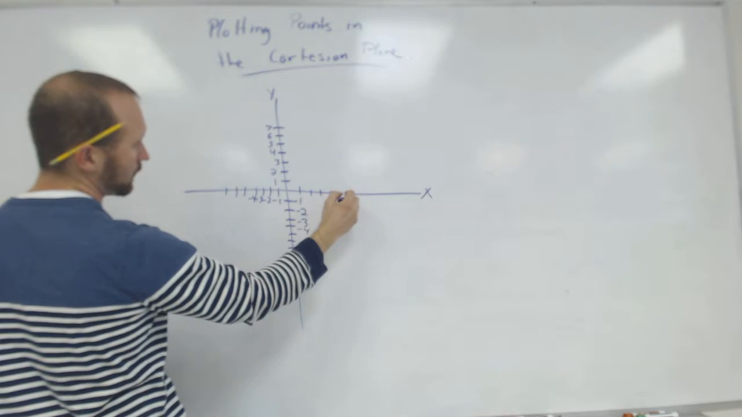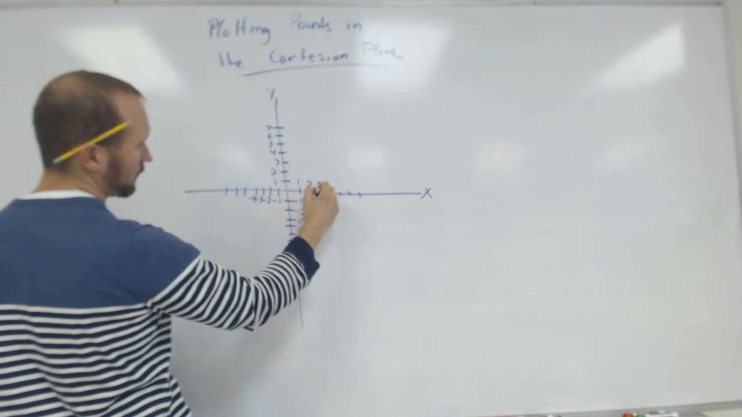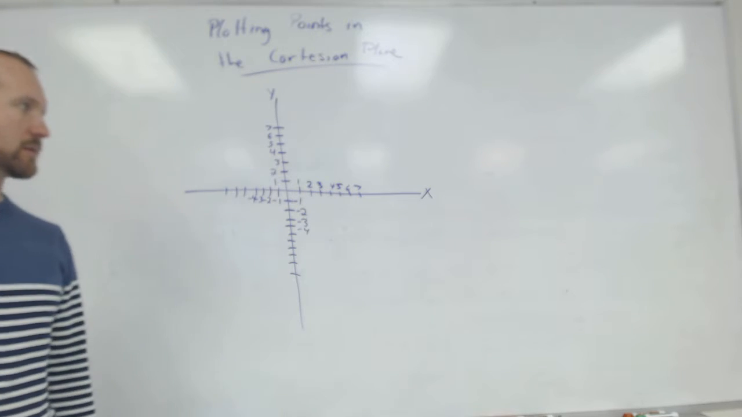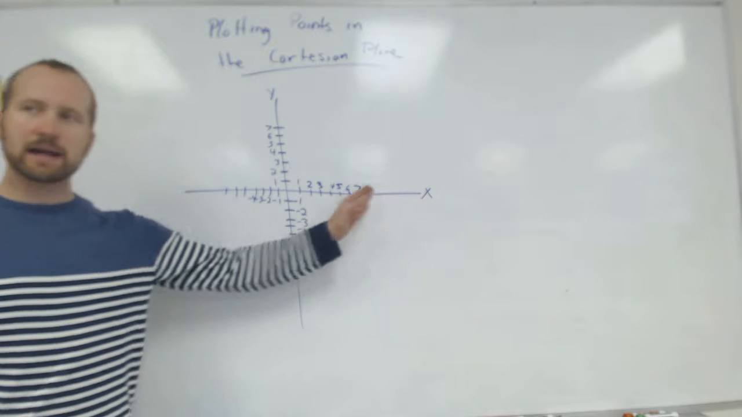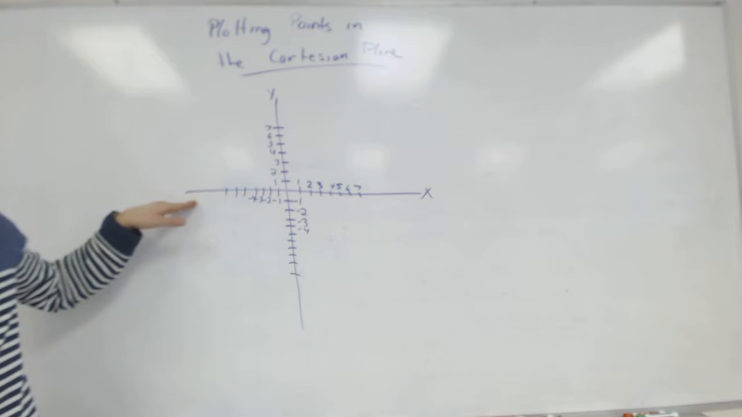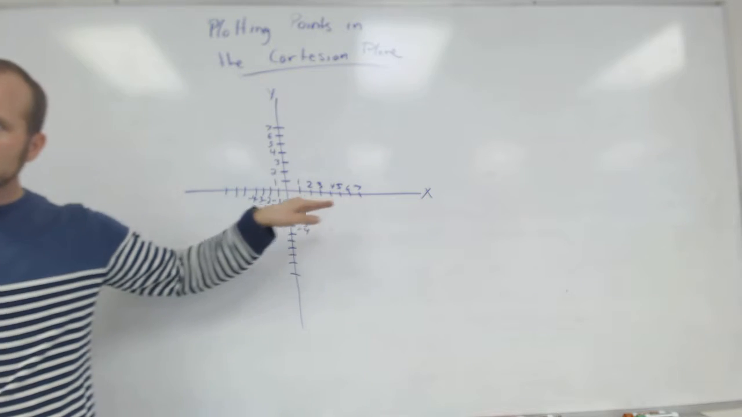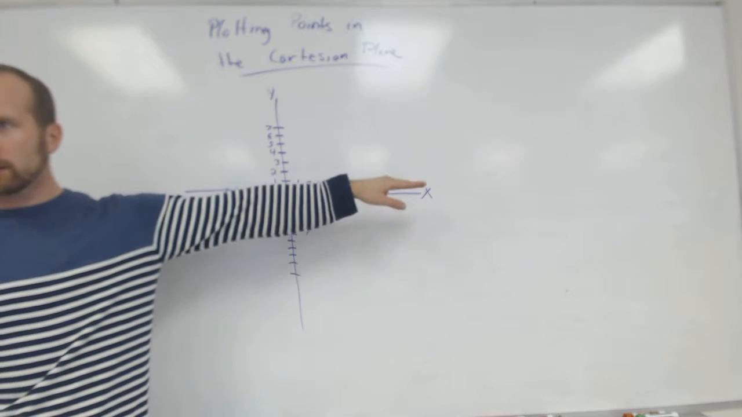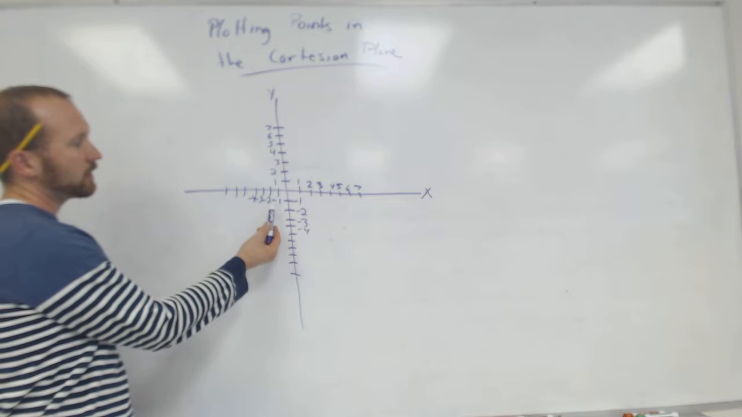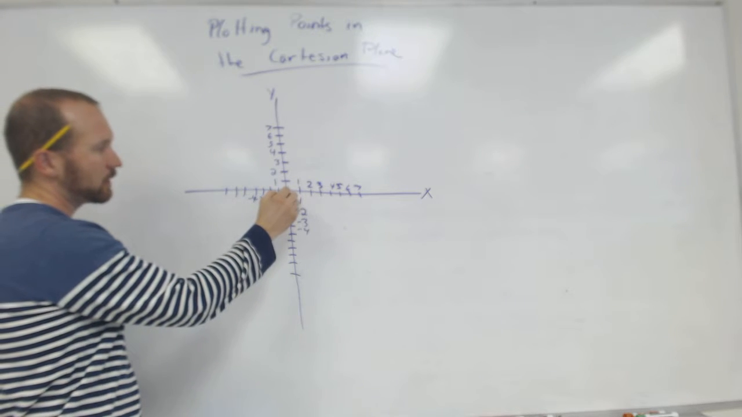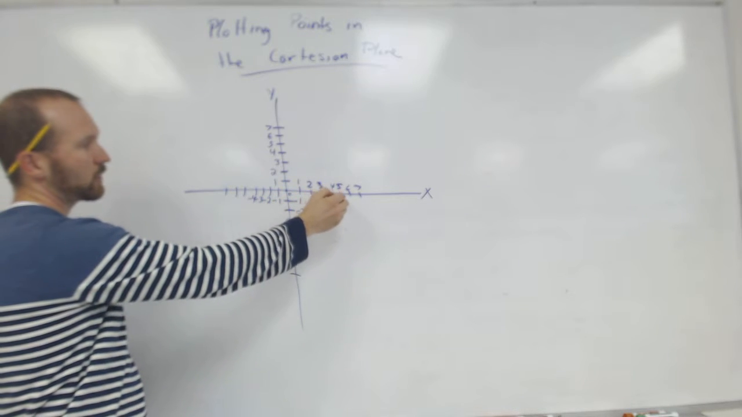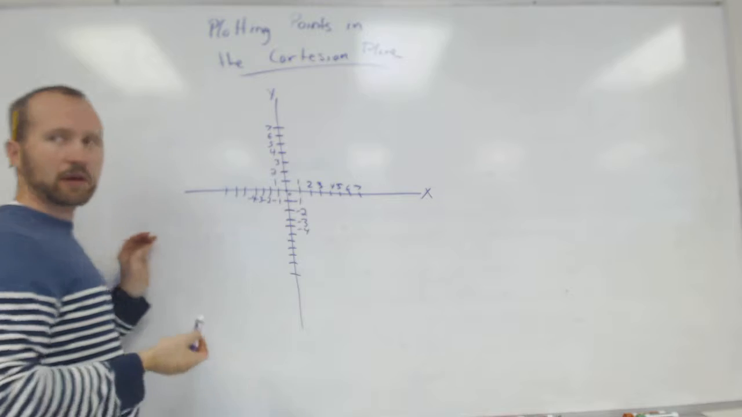Over here, we have positives. So this is called the x-axis. Going this way, this is a number line, right? -4, -3, -2, -1. This point right here would be 0. 1, 2, 3, 4, 5, 6, 7, etc.